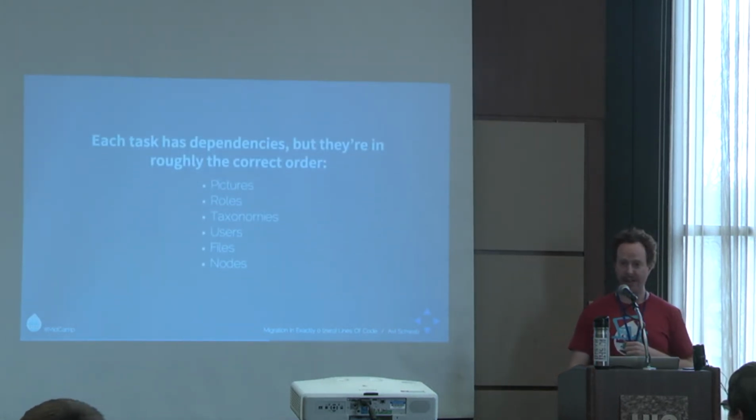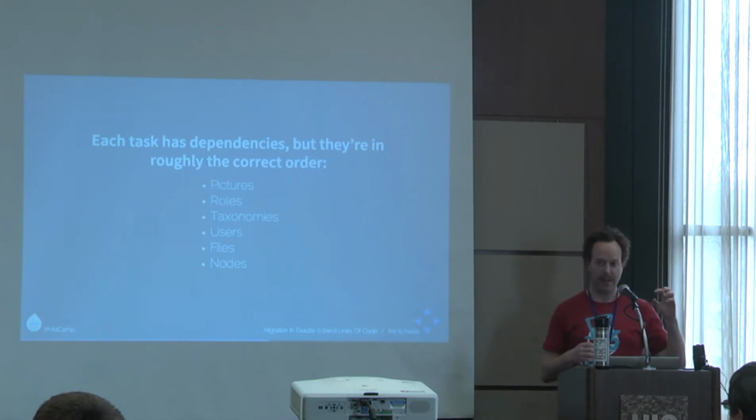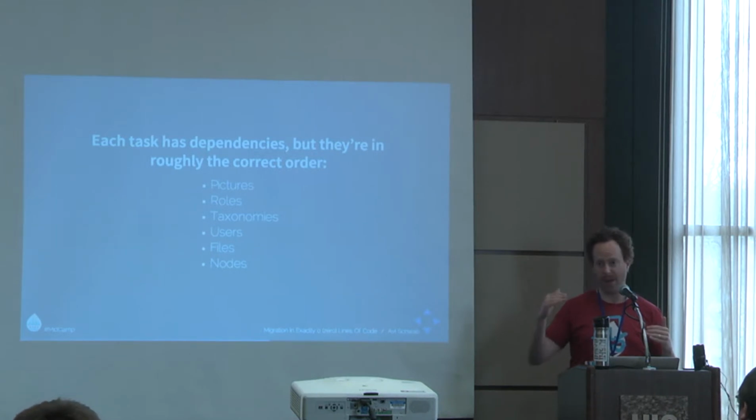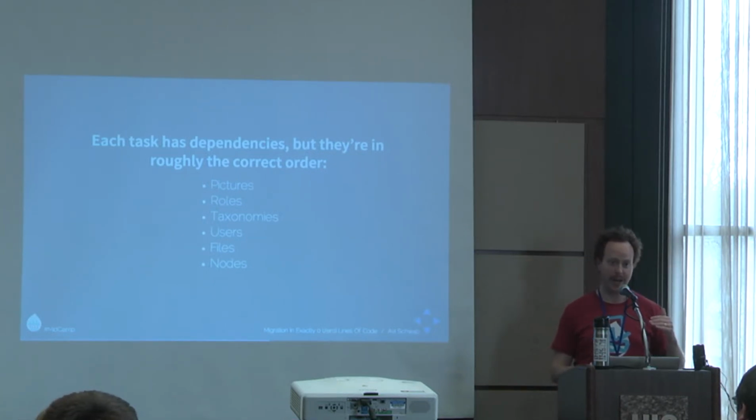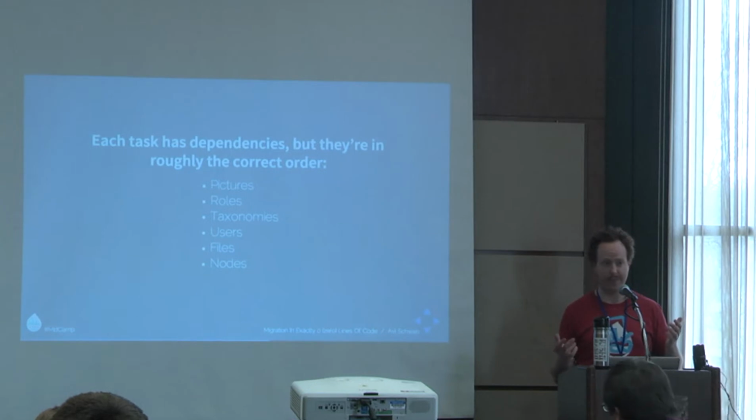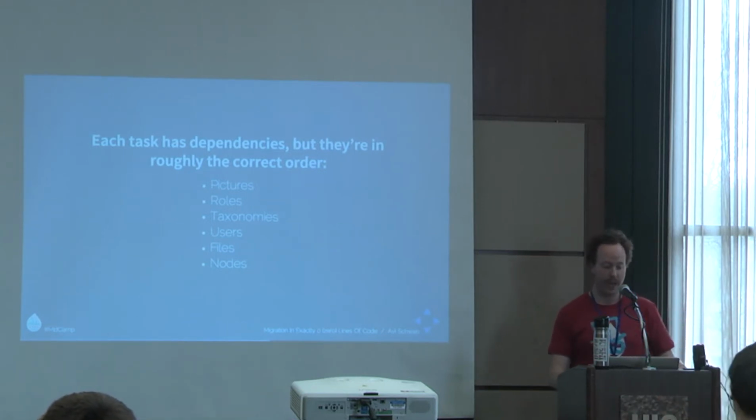Like I said, each task has dependencies. Every piece of the site can be related to others. So articles have an author, and authors, users, have a role. When we're importing content, we need to make sure that we import things from the least dependent to the most dependent. You can't import an article that has file references and user references if those files and users don't exist yet. So we've got to go through in the right order.